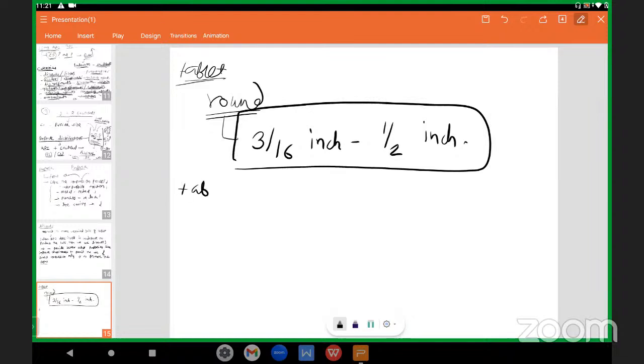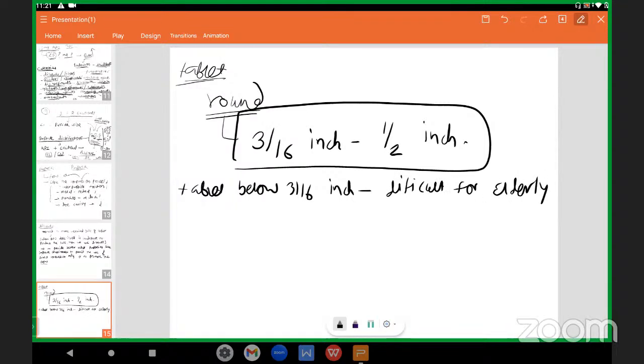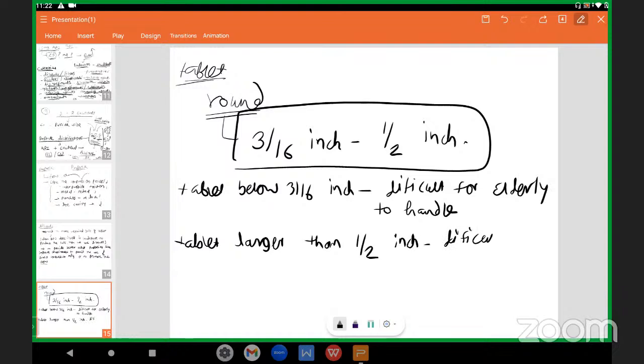Okay, and one note regarding this: a tablet below 3/16 inch is difficult for elder patients to handle, and a tablet larger than half inch is difficult to swallow, क्योंकि उसका काफी बड़ा साइज हो जाता है. ओके, सो इतना बड़ा राउंड टैबलेट आपको swallow करना is not practically possible. Okay, so these are the two dimensions.